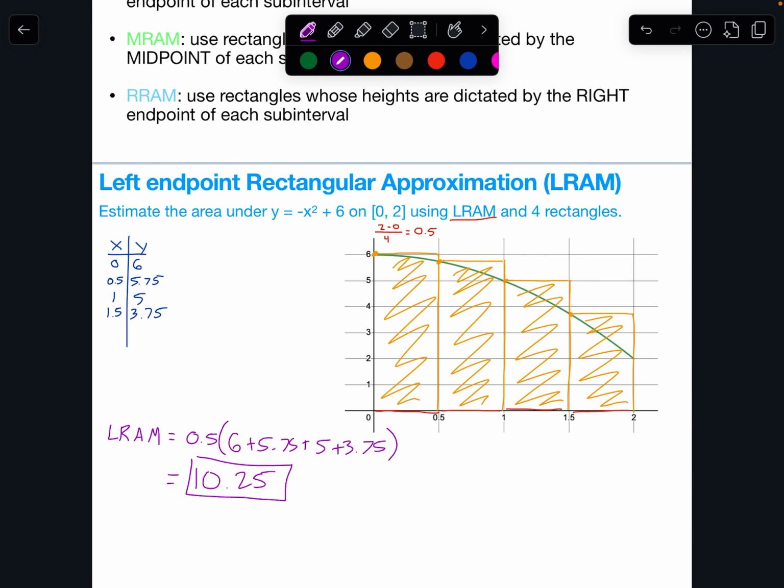Remember, that's an overestimate. I can tell that because I can see the rectangles extend beyond that curve. That won't always be the case for LRAM. You'll explore that a little bit in the homework assignment associated with this.